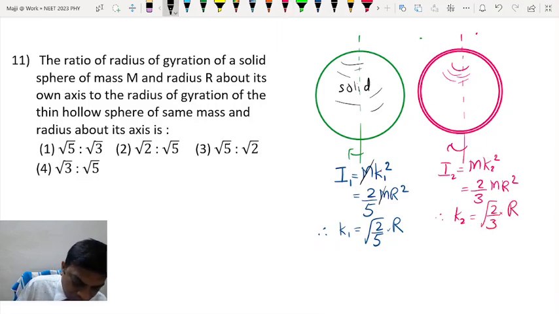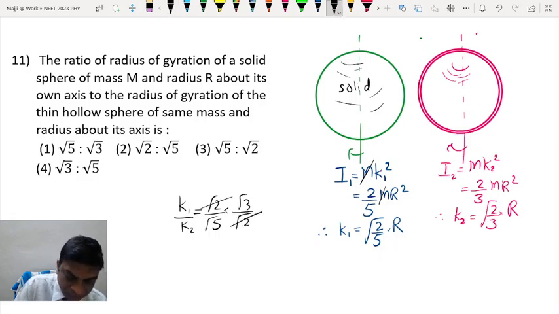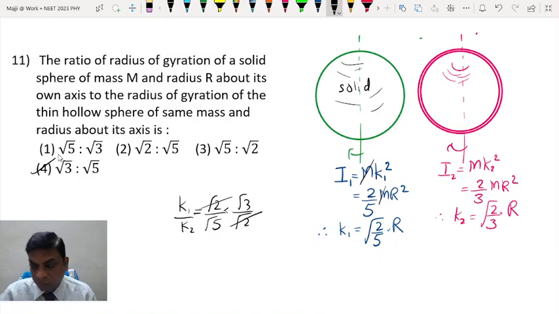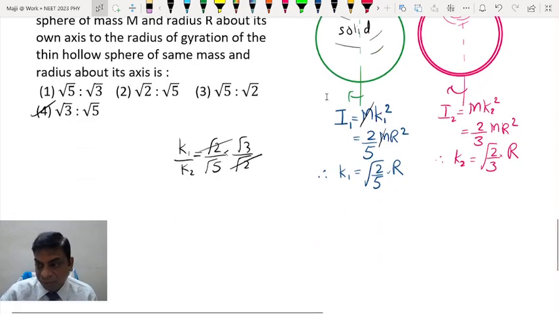So if you get the ratio k1 by k2, k1 by k2 will be root 2 by root 5 into root 3 by root 2. So root 2 gets cancelled. We are left with root 3 by root 5.